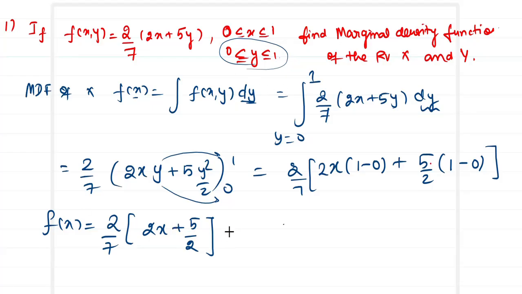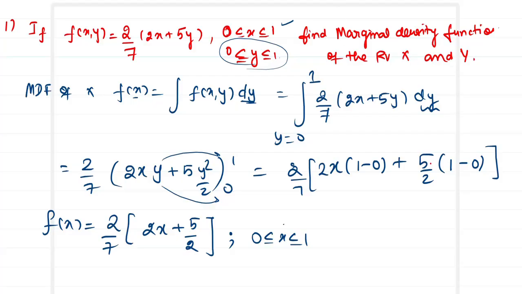But a point to note is that this doesn't completely define the function, as we haven't specified the range for the variable x. What does the range of the variable x mean? The boundary within which my x can take its value. And I know from the given question that x can take values with 0 less than x less than 1. Attach it, otherwise the function f of x becomes meaningless without a range. Now we have defined the marginal density function of x.